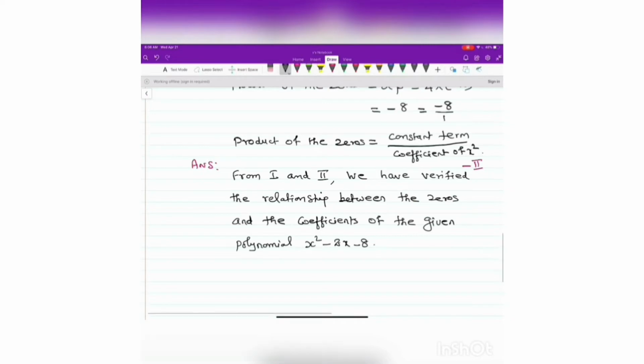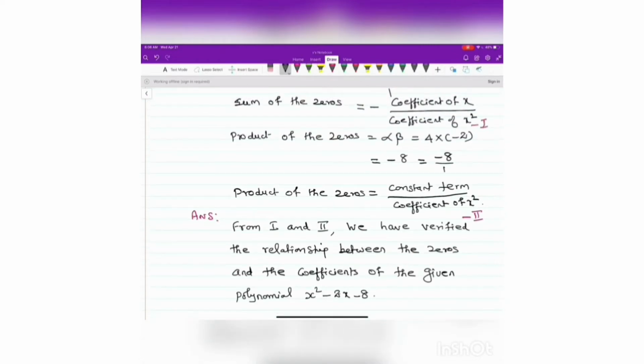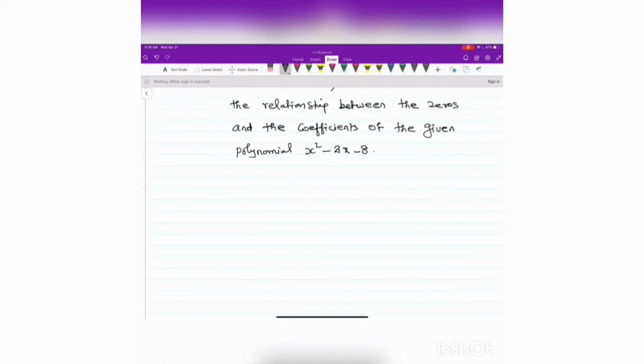See, you can recall, you are fully aware, sum of the zeros is equal to minus b by a, that is minus coefficient of x by coefficient of x square. That is what we got in the first one. Then product of the zeros is equal to alpha beta is equal to c by a, which is nothing but constant term by coefficient of x square. That is what we got over here. So now our aim is to write the final answer. In the board examination, some marks will be allocated for the final answer. So let us write that now.